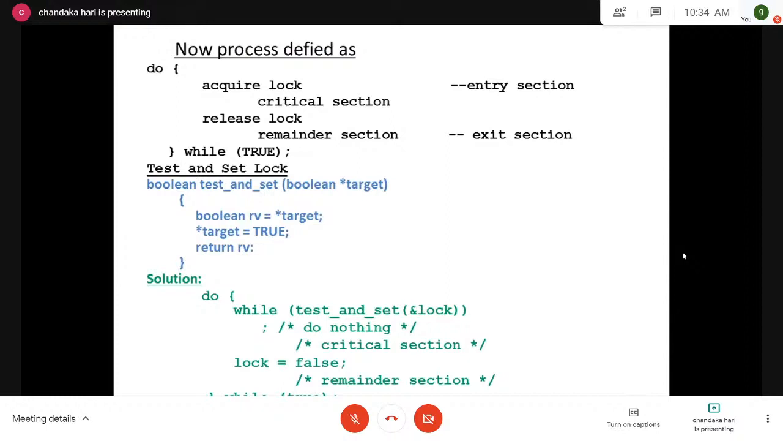This is the code we saw, which is simply true or false. If it is true, it is already held by someone, and if it is false, that particular data is not locked by any process. This is what you have seen.